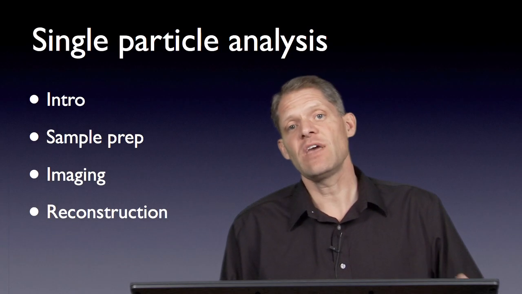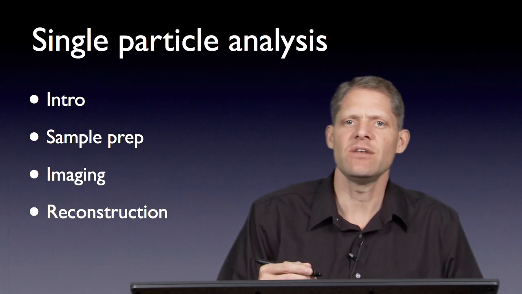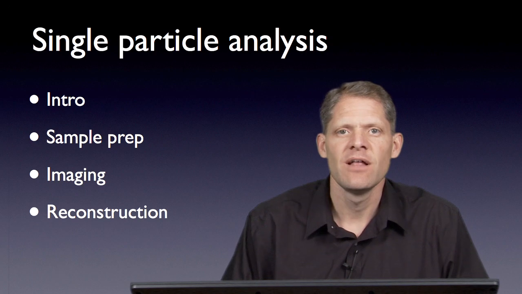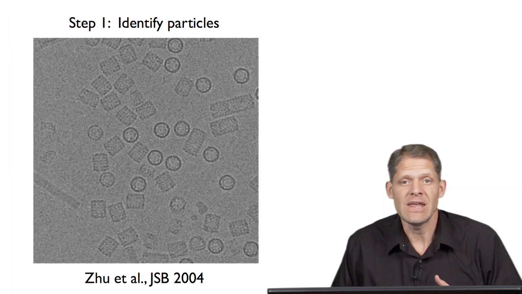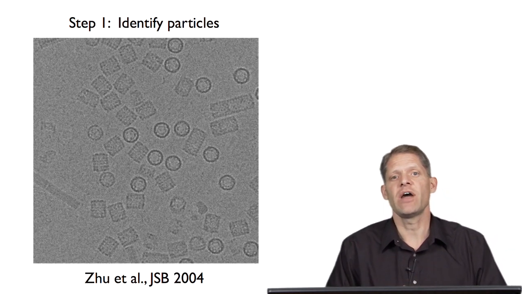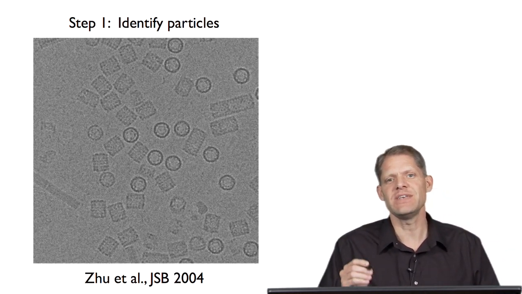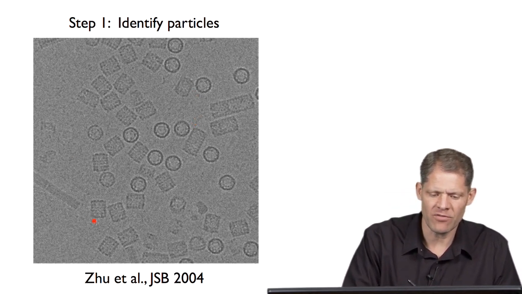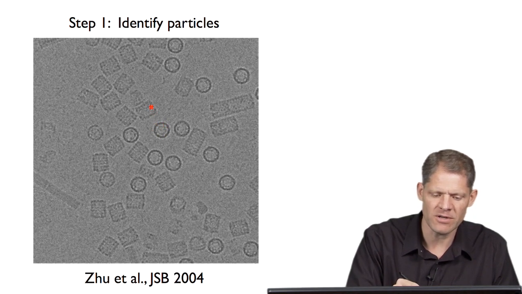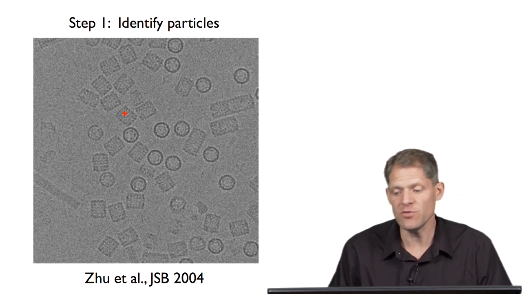Now that we've discussed sample preparation and imaging for single particle analysis, let's discuss reconstruction. Given an image of a bunch of purified particles, the first step is to identify the particles. So here again is an image of the hemocyanin, and we need to identify that here's one particle, and here's another particle, and here's a third particle.